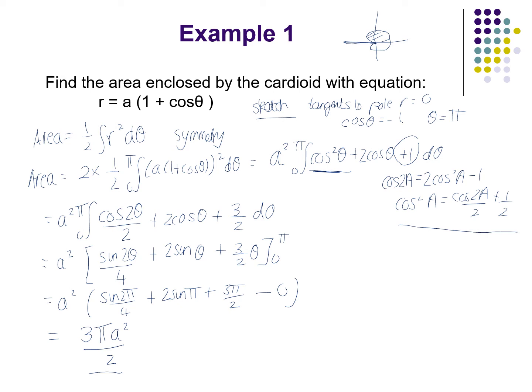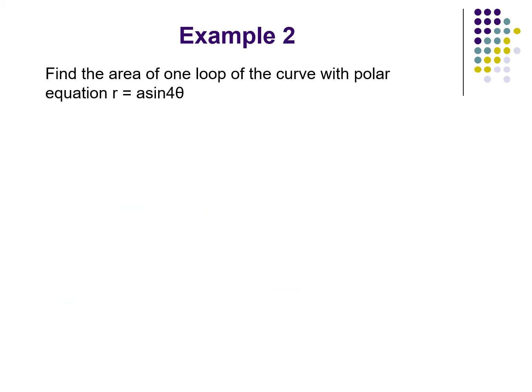Okay, right, example number 2 then. Let's go on to example number 2. Find the area of one loop of the curve with the polar coordinate r equals a sine 4 theta. Remember when you did your sketching your curves, things that have just got sine of a multiple angle and cos of a multiple angle give those lovely flowers. So sine 4 theta will have 4 loops, but we need to know where those loops are.